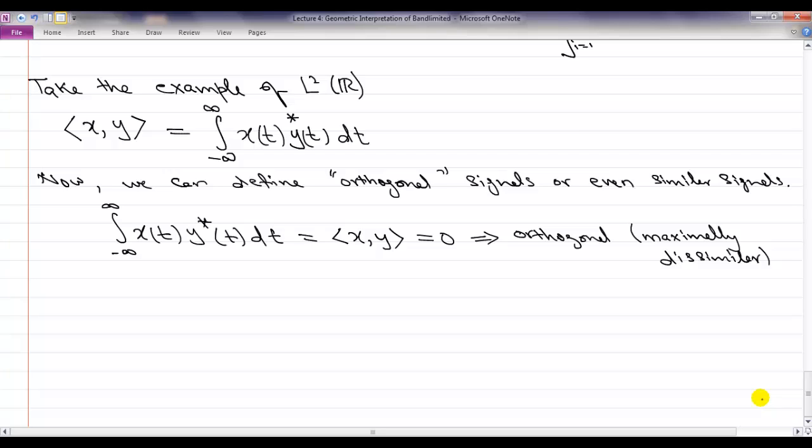Similarly, you can define inner products on other spaces. We won't go into that, but you can define, for example, inner products on the space of matrices, and then you can say a matrix is orthogonal to another matrix based upon that inner product. That's an abstract notion. That's not what we are going to cover in this class, because for us right now, the emphasis is L2R.